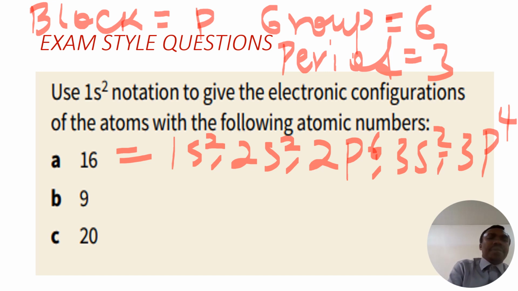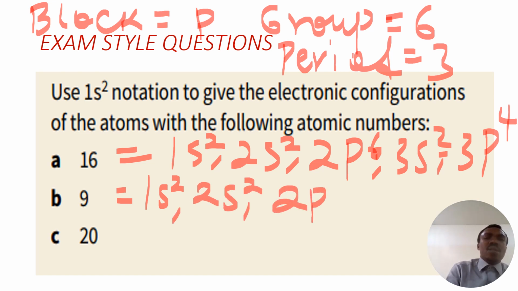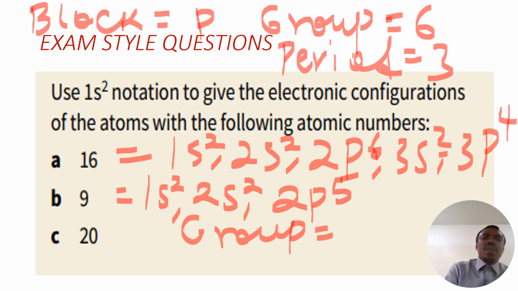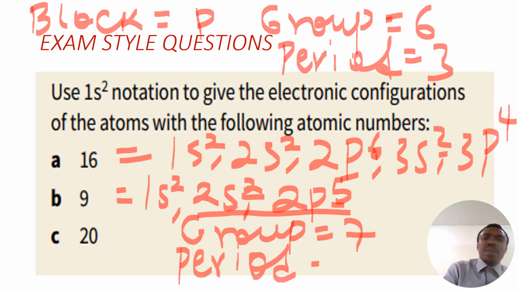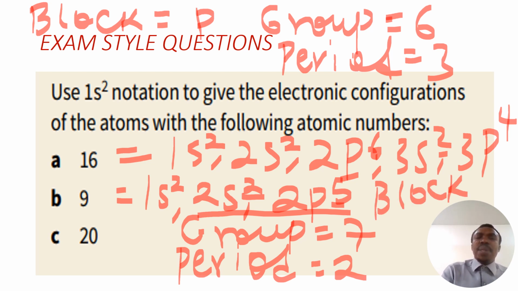Now let's take another one, 9. So it will be 1s2, 2s2, then 2p5. You can see that this element belongs to group 7, which is 2 plus 5, the number of electrons in the outermost shell. So it belongs to group 7, and then period 2. The block is a p block element.